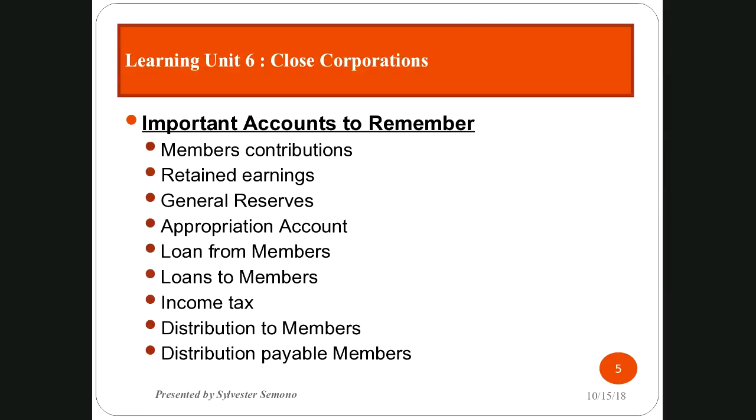So I just want to focus on this because this is what we're going to focus on. And just to know the difference between the sole trader, the close corporation, together with the partnership. Let me talk about the members' contribution. As you can see here, we have members' contribution. So we call this members' contribution under what? Close corporation. This is the other term for capital.